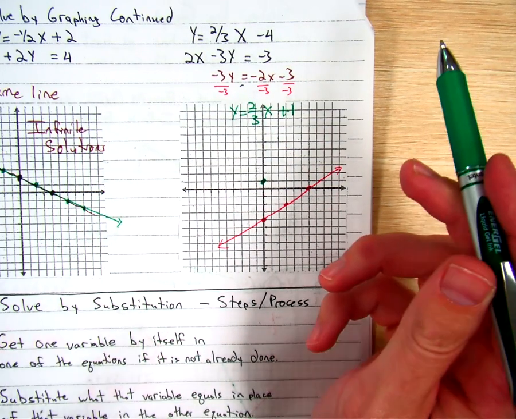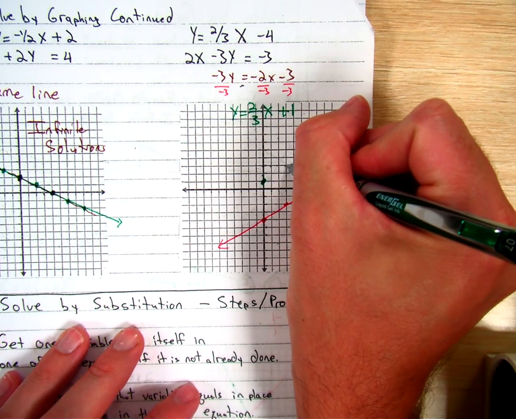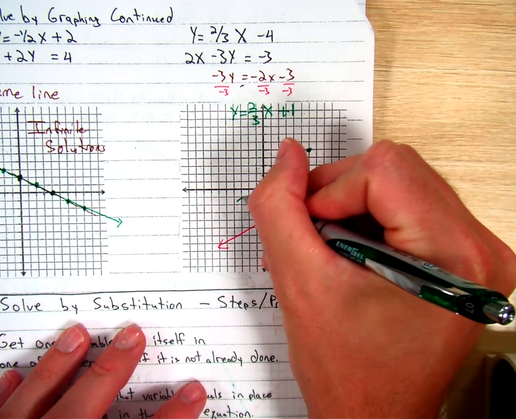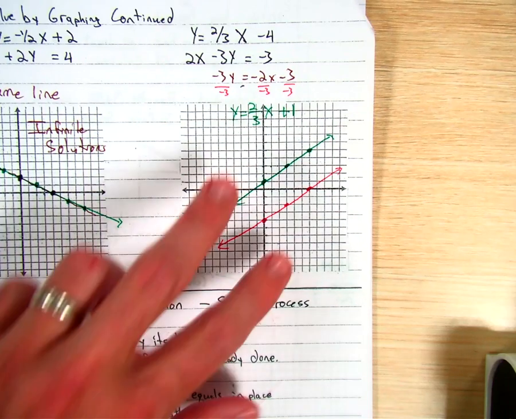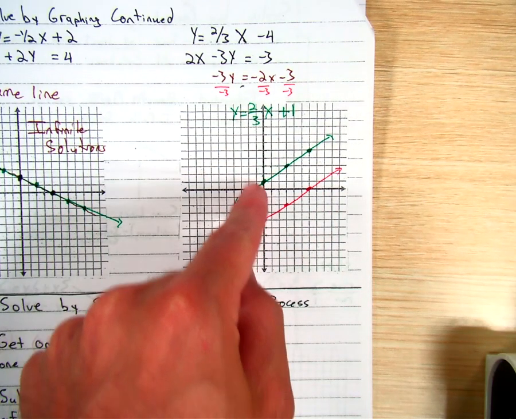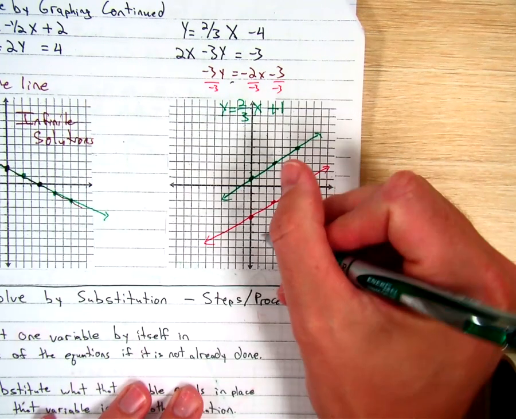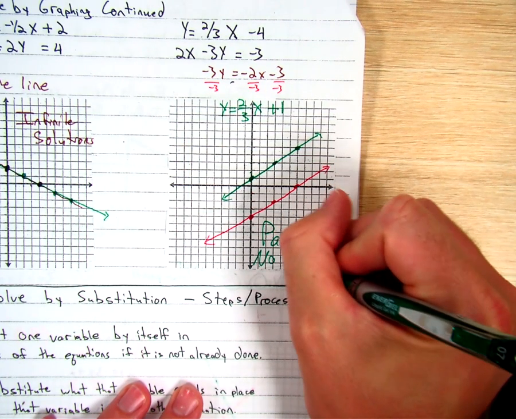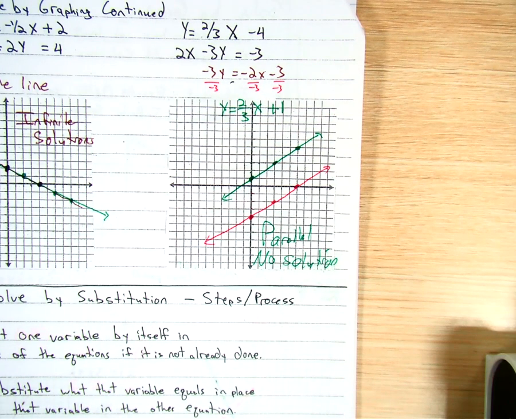So you should already be thinking from geometry that these lines are parallel. Okay, and we can see that they're not going to cross. They have the same slope, up 2 over 3, up 2 over 3. Different starting points, so they'll never cross. Parallel lines. No solution. And that is the graphing portion.